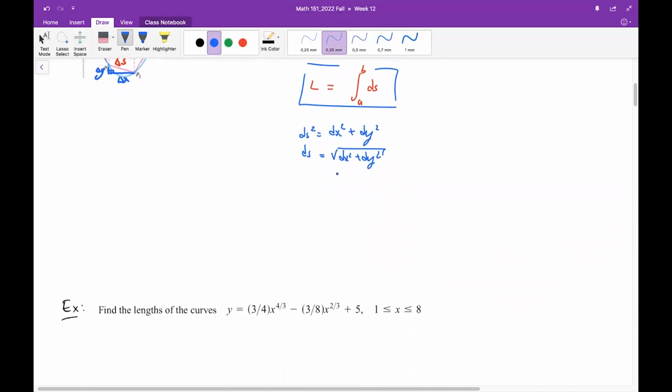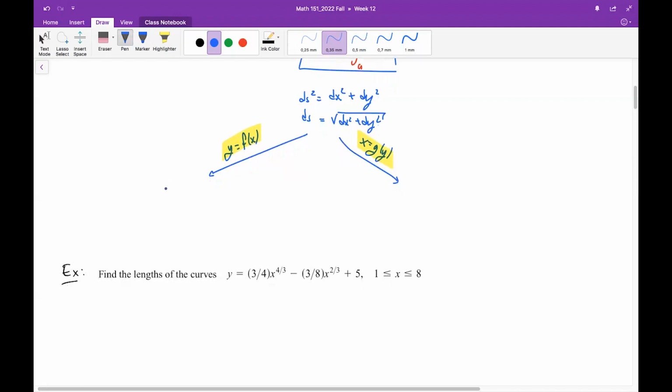And then we can analyze the expression inside the square root in two ways, depending on your function, whether it is given as a function of x, y equals f of x, or sometimes your function may be given in terms of y, x equals g of y. So for these two different settings, we will try to understand ds in a simpler form.